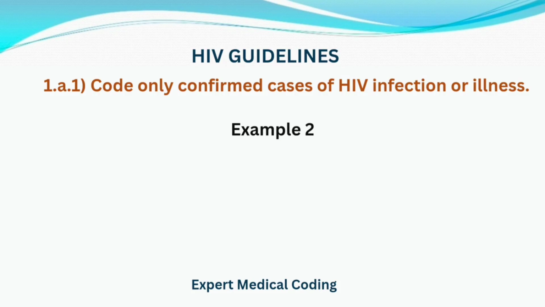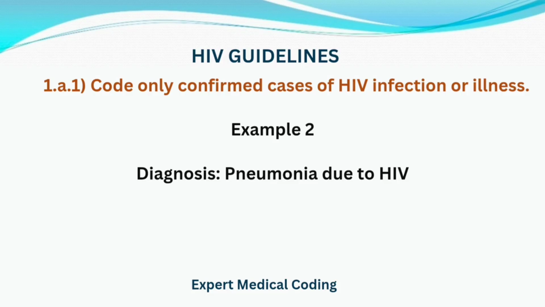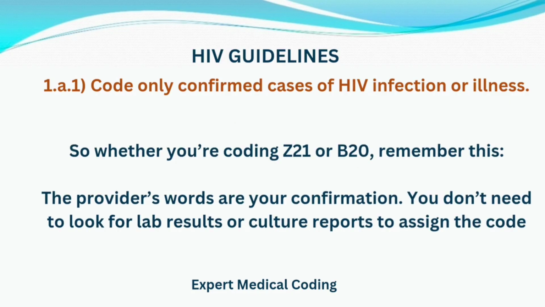Let's see another example. Provider diagnosed the condition as pneumonia due to HIV. This is HIV related illness, so you can code B20. No lab results or culture is required. The provider's diagnostic statement or the documentation is sufficient to code. So whether you're coding Z21 or B20, remember this. The provider's words are your confirmation. You don't need to look for lab results or culture reports to assign the code.